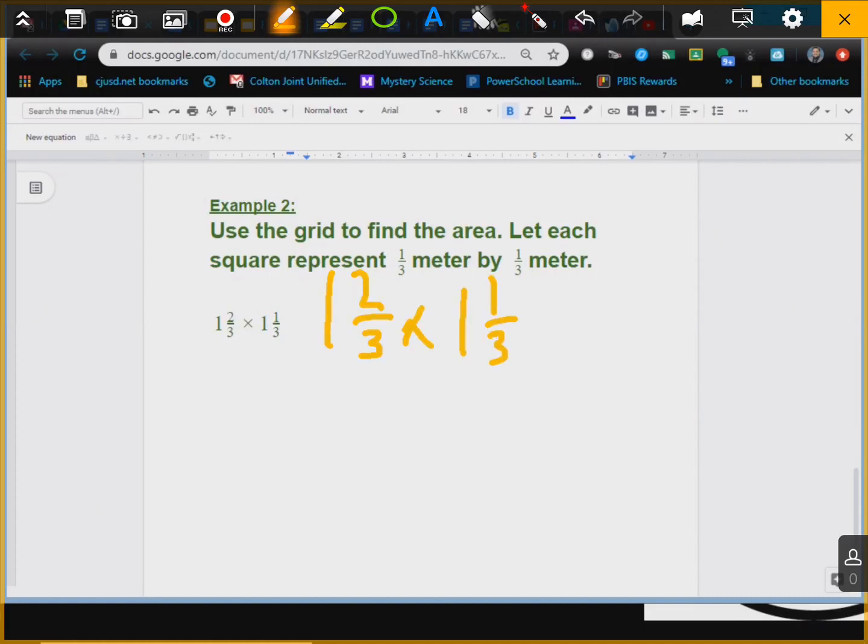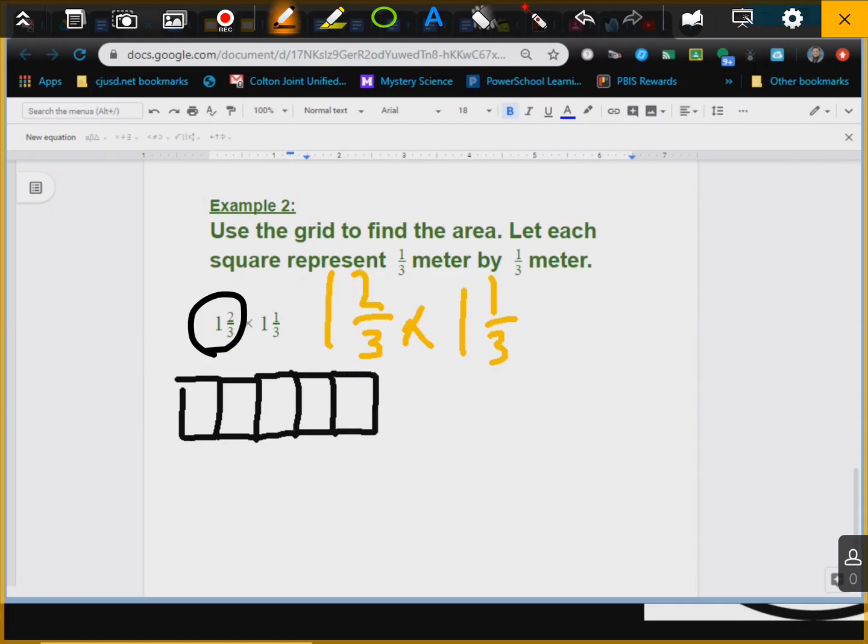Alright, and we could do this a couple ways. Let's make the area model first. Let's say that each tile represents 1/3. So if I have 1/3, 2/3, 1 whole, 1/3, 2/3, that would be my 1 2/3. Okay? Now we have 1/3, 2/3, 3/3, right? This is my whole. 1 1/3. Okay? So now what we can do is just fill in the rest.